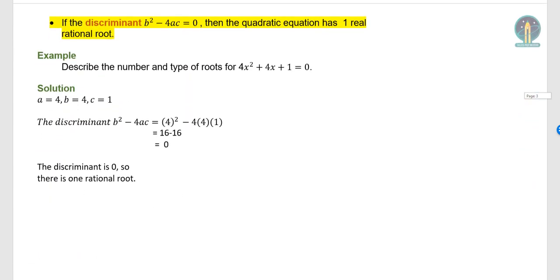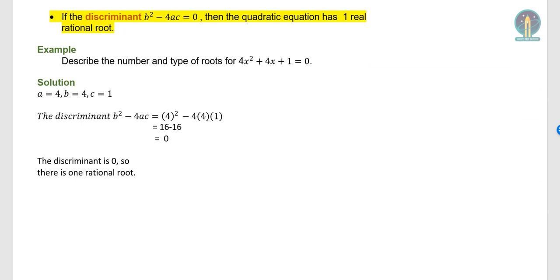The third condition for the discriminant is if the discriminant comes out equal to 0. In this case, the quadratic equation has one real rational root. Okay, so a single real rational root.